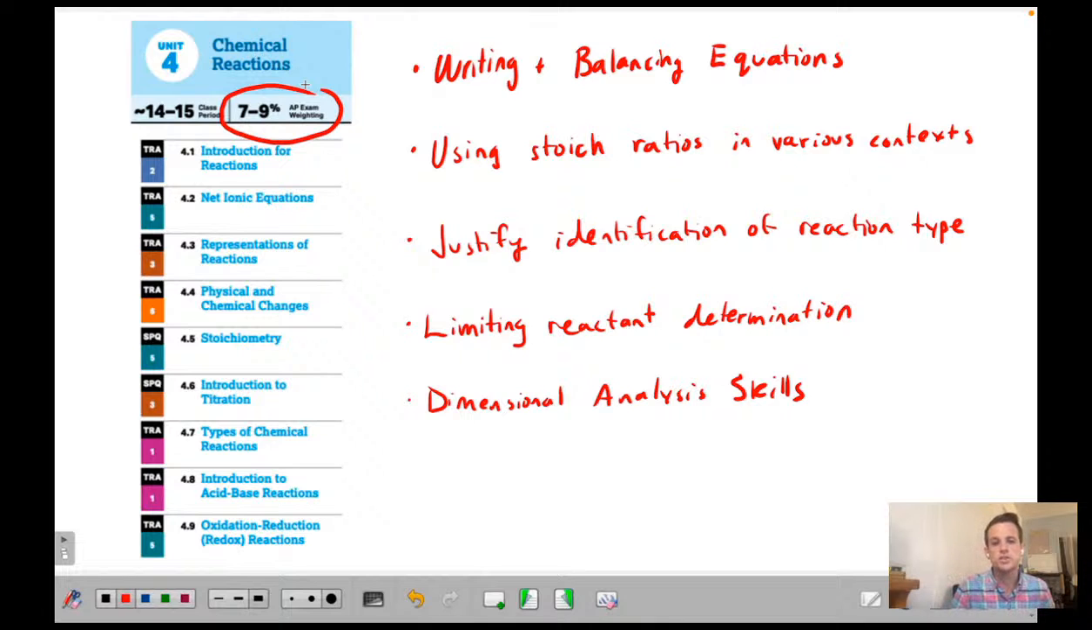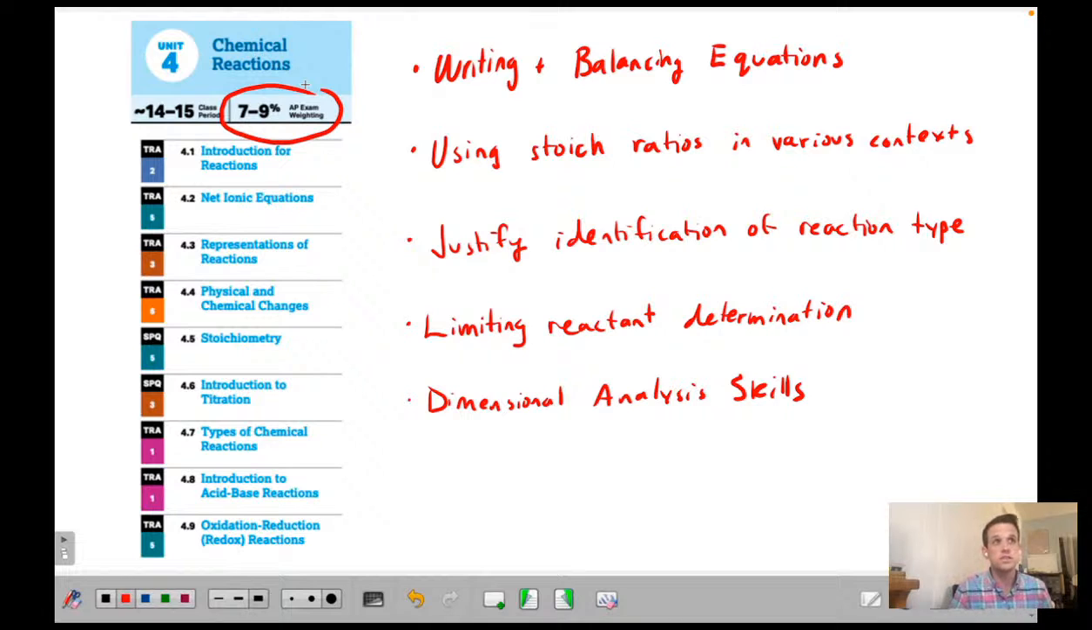So limiting reactant determination, super important. It's not just going to be that one hard question when it comes to AP Chem. No, every question could potentially have a limiting reactant. Most of the FRQs are going to have that. So that shouldn't be a challenge skill that you kind of ignored. That should be an essential skill.